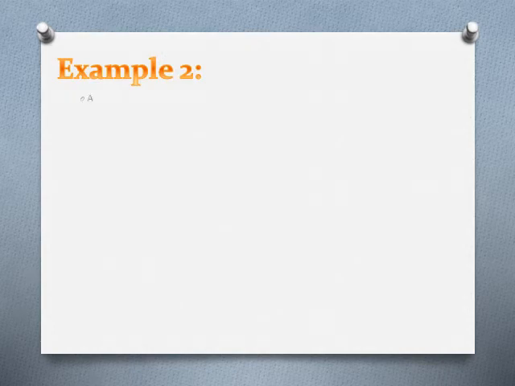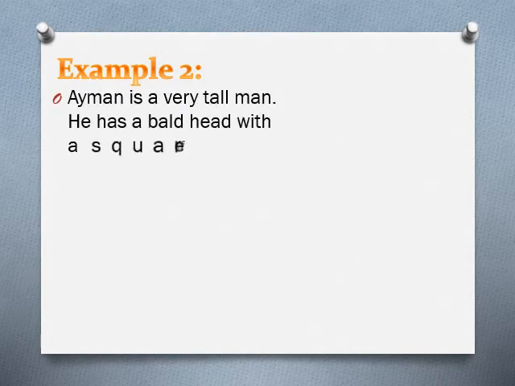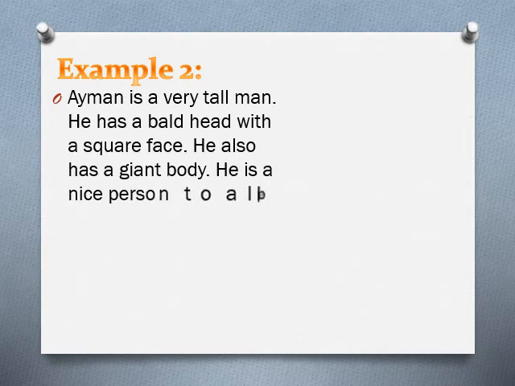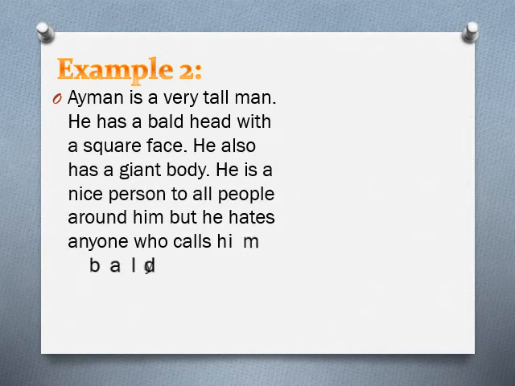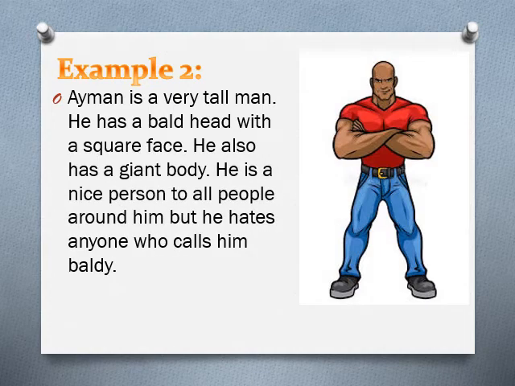Example 2. Ayman is a very tall man. He has a bald head with a square face. He also has a giant body. He is a nice person to all people around him, but he hates anyone who calls him Baldy.